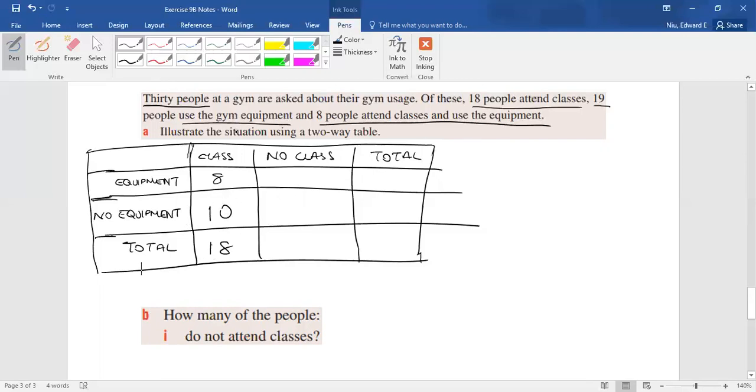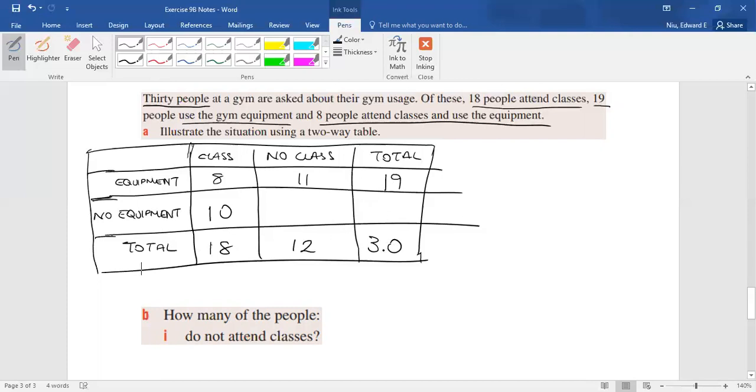19 people use the gym equipment. So we can say, well, this row here represents the total number of people that use equipment, which is 19. And we know that 8 people use both. So that means 11 people just use equipment and don't go to class for this total to add up to 19. We know there's 30 people that go to the gym, well, that were surveyed. So that's a total here. And from there, we can figure out, well, 18 plus a mystery number to get us 30 has to be 12.